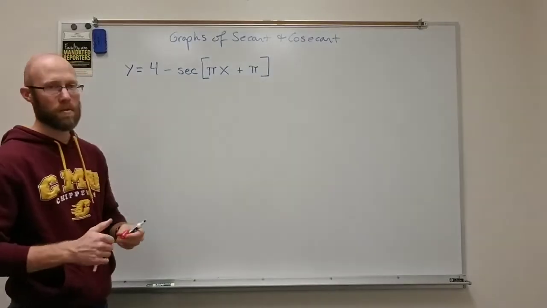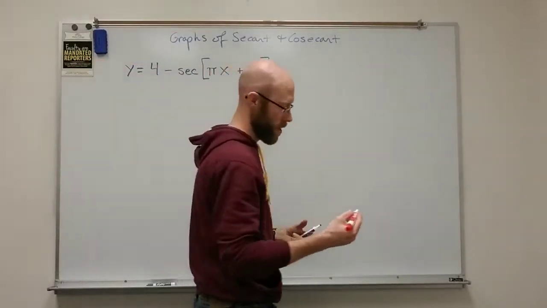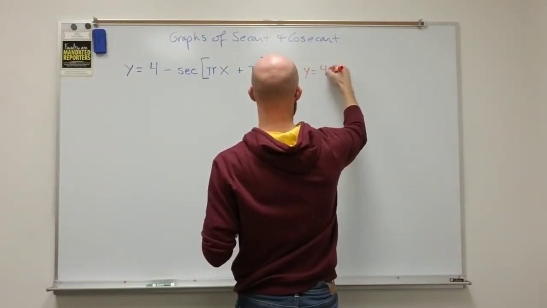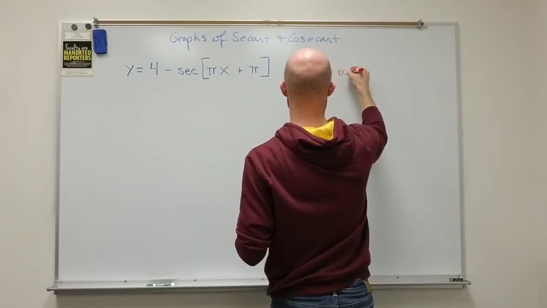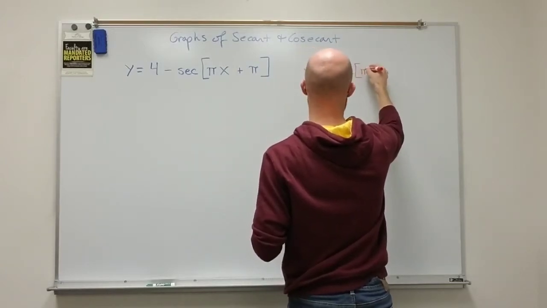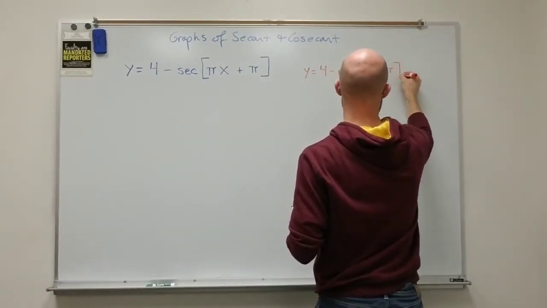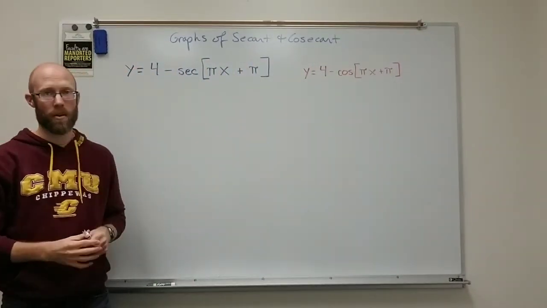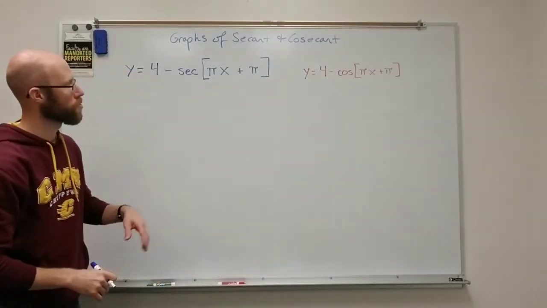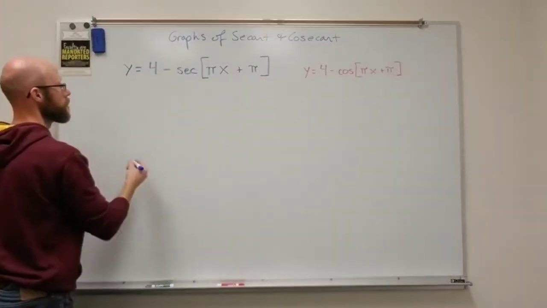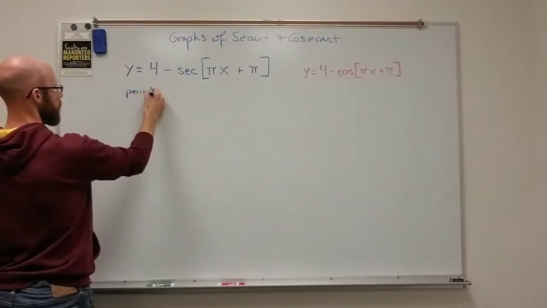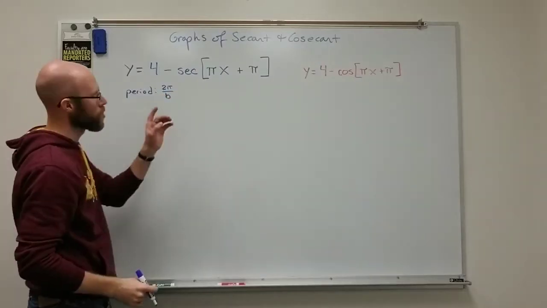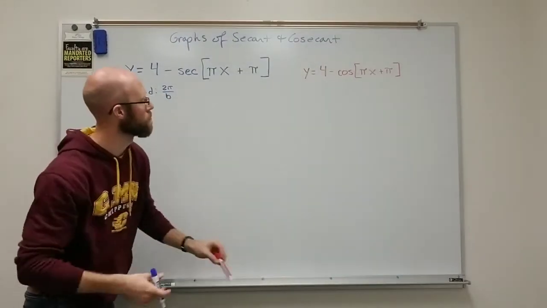So first of all, I'm going to design my 5 key points based upon what it would look like if I was looking at 4 minus the cosine of pi x plus pi. Look at that graph first, and then we can work with the secant graph. Okay, so let's go through and get our 5 key points, figure out a period, all that stuff. So the period is going to be 2 pi over b. Well, remember, I should probably factor this first.